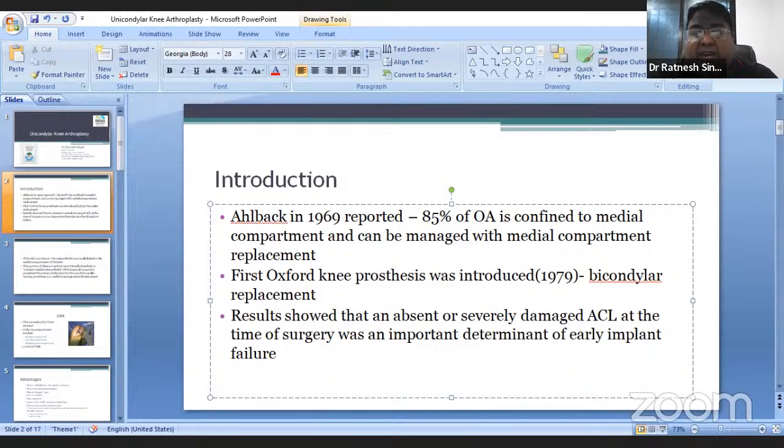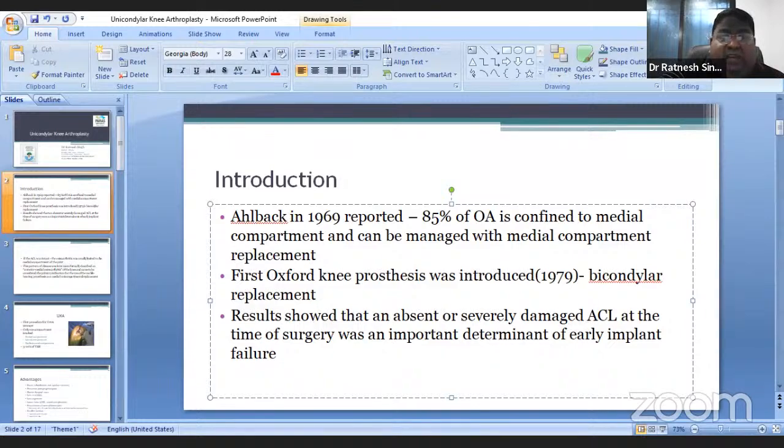So the only indication we still follow in current days is that we do the uni knee for anteromedial osteoarthritis only. When there is erosion of the posterior condyle, the total knee is preferred. Now coming to the UKA, it should be the first procedure for osteoarthritis in younger patients. Usually the ACL is functional, and in early osteoarthritis the erosion is usually in the anterior part of the medial condyle.